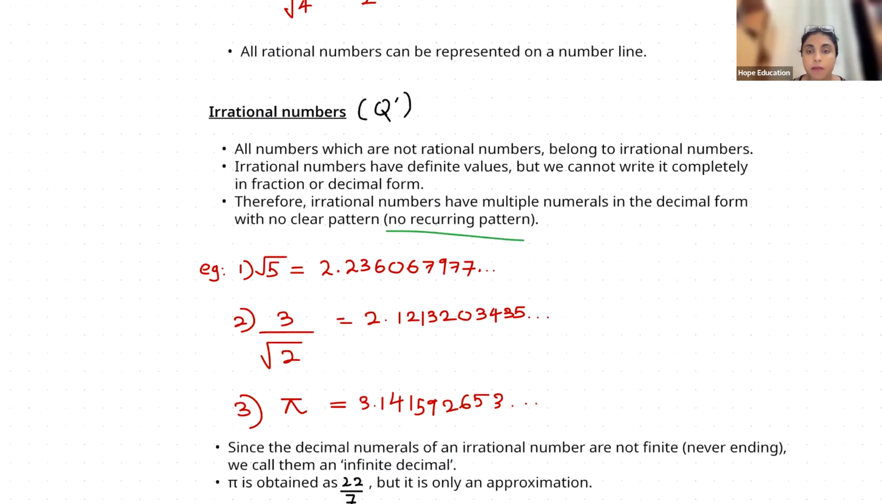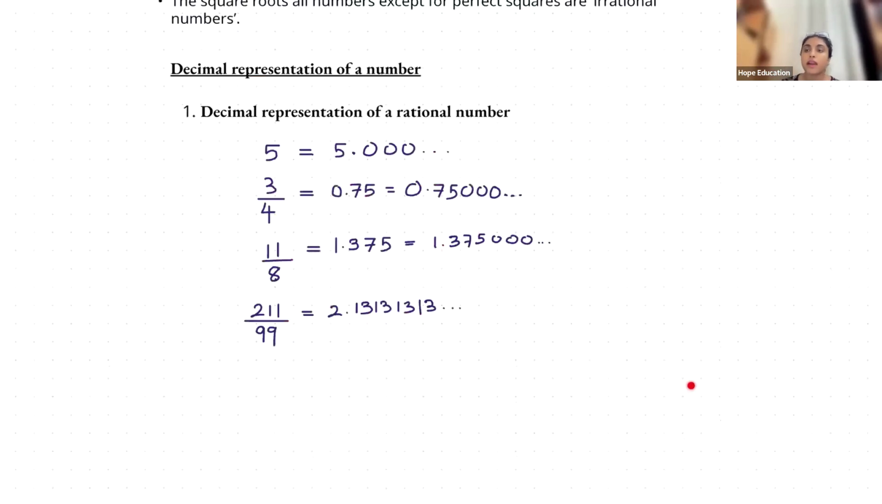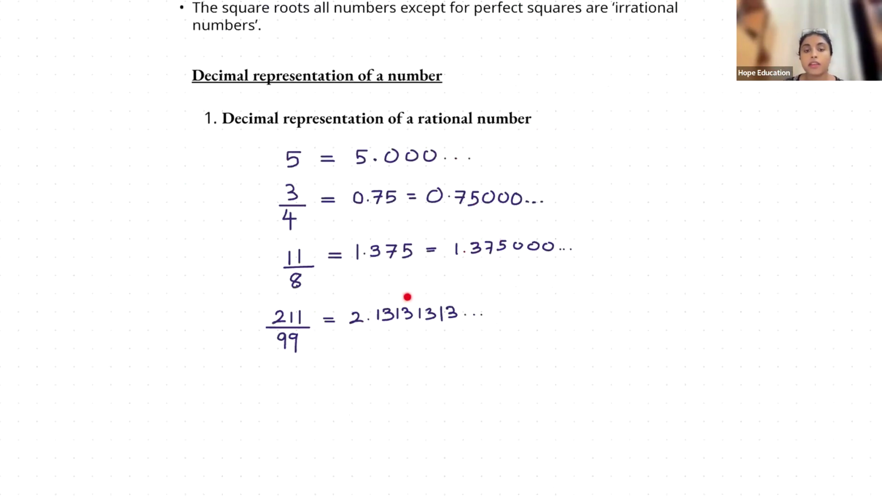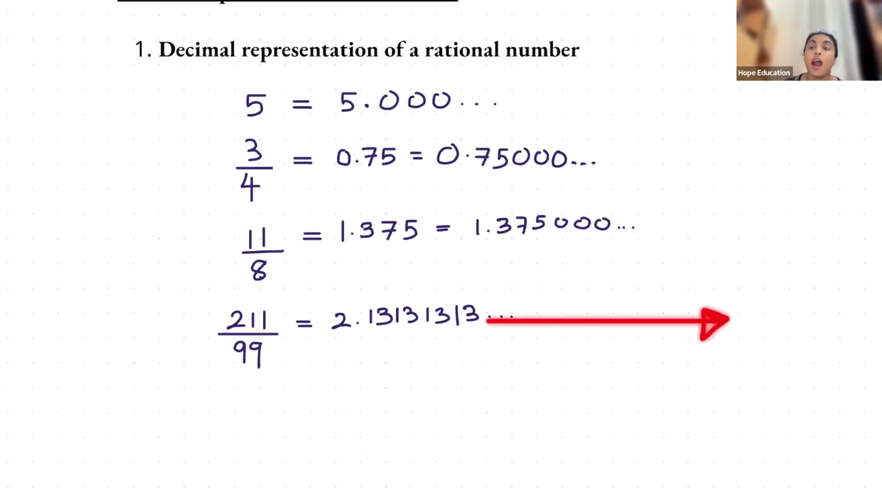have multiple numerals in the decimal form with no clear pattern, no recurring pattern. Since the decimal numerals of an irrational number are not finite, they're never ending, so we call them infinite. So irrational numbers' decimal points are never ending. They can go on till forever. In rational numbers also, there are instances like that. 131313, the decimal points are never ending. It goes on till infinity, goes on forever.